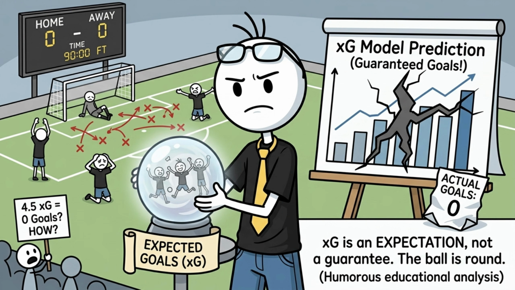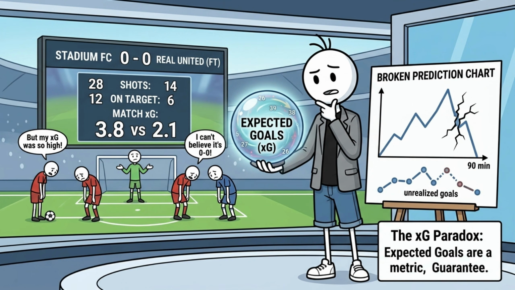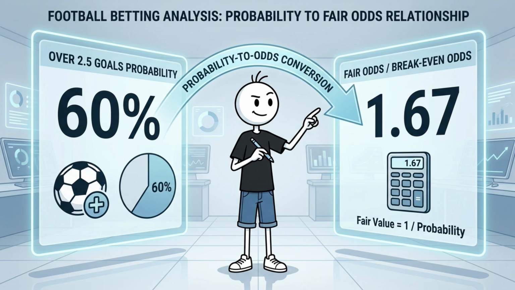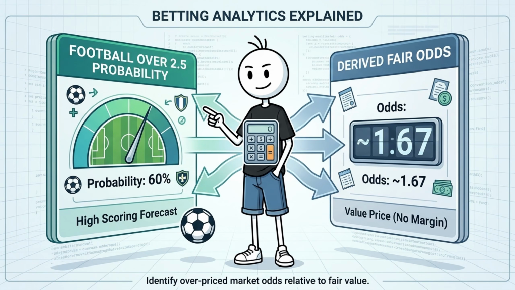But here's where many bettors make another mistake. They find a match with great statistics and completely ignore the odds. Let's say your analysis estimates that over 2.5 has a 60% probability. How do you translate that into fair odds? Simple. 1 divided by 0.60 equals 1.67. That's your approximate fair price.